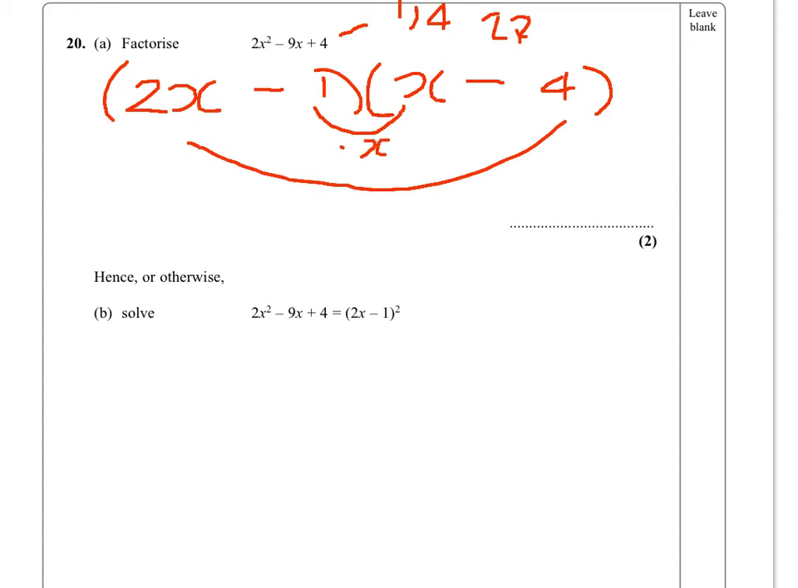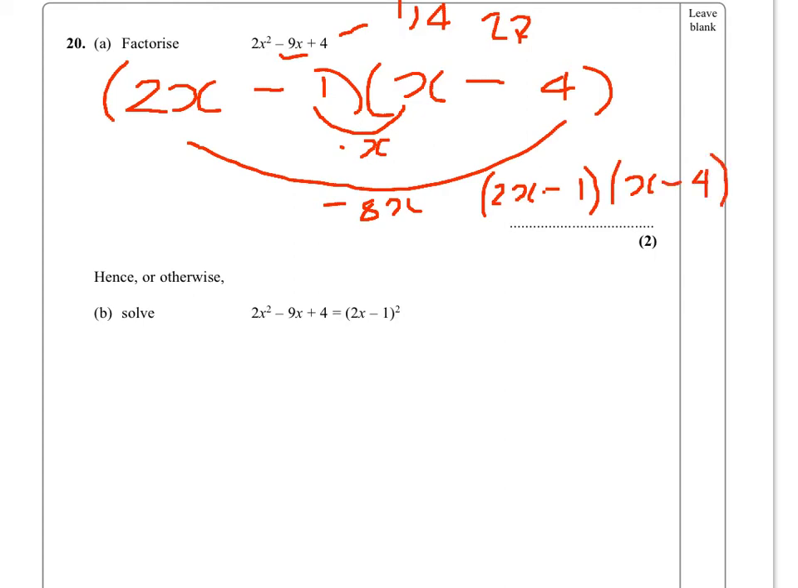And 2x times minus 4 gives me minus 8x. And that's where my minus 9x will come from. And my minus 1 times minus 4 will give me plus 4. So factorising 2x squared minus 9x plus 4 gives me 2x minus 1 times x minus 4. So that's 2 marks for the first part.